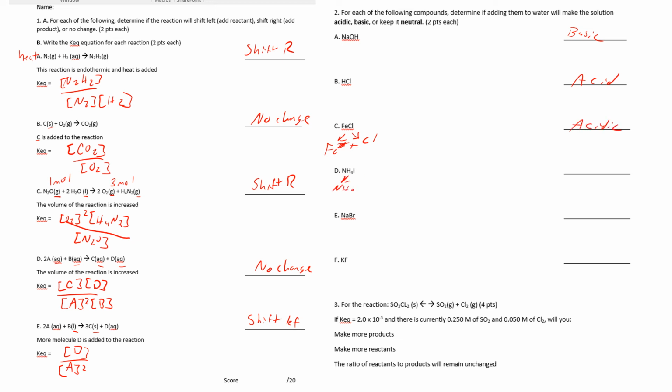NH4 plus, that is something we talked about in class quite a bit. That's an acid. I is not a base, so this is acidic. Na is a metal, group 1, so non-acidic. Br, not acidic, so neutral. KF. K is group 1, so neutral. F, weak base, so this is basic.